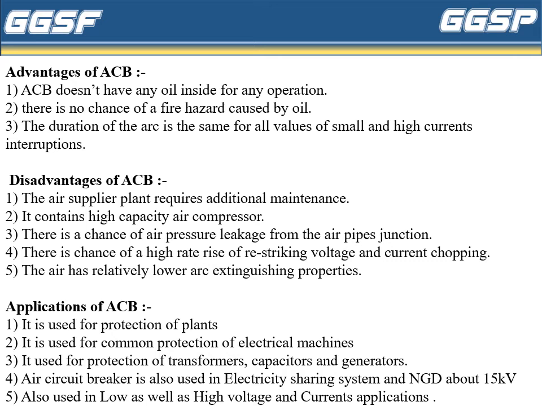Then some applications of air circuit breakers. It is used for protection of plants. It is used for common protection of electrical machines. It is used for protection of transformers, capacitors and generators. Air circuit breaker is also used in electricity distribution systems at about 10,000 volts. It is also used in low as well as high voltage current applications.